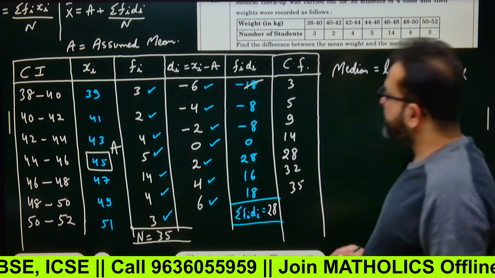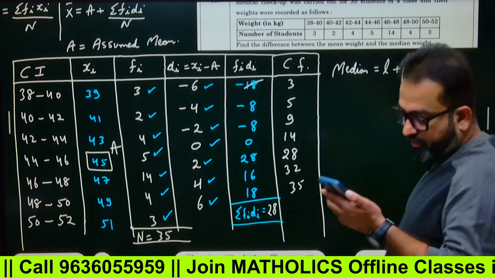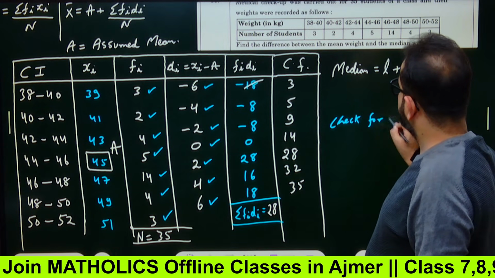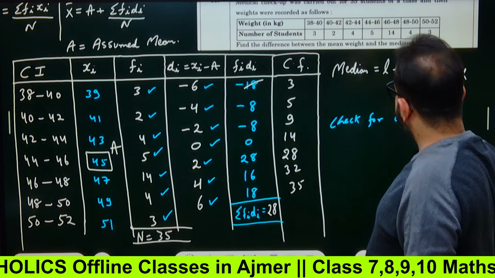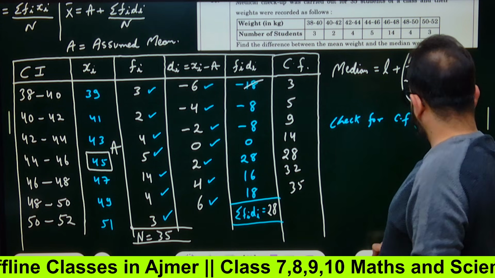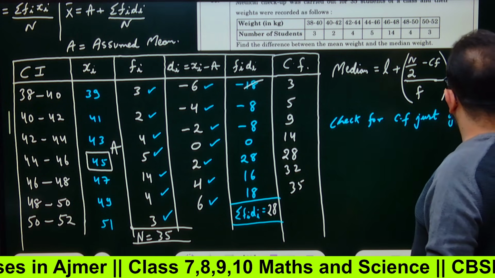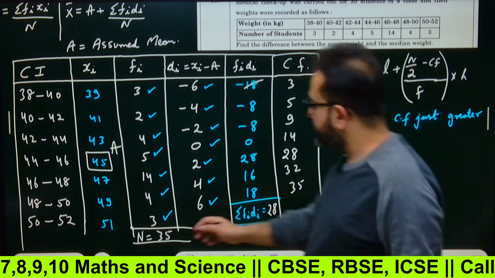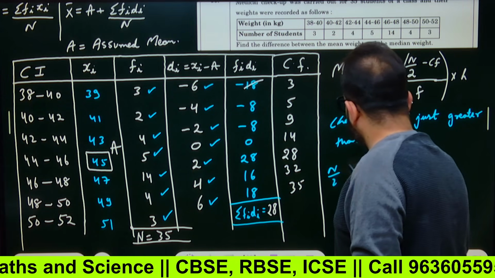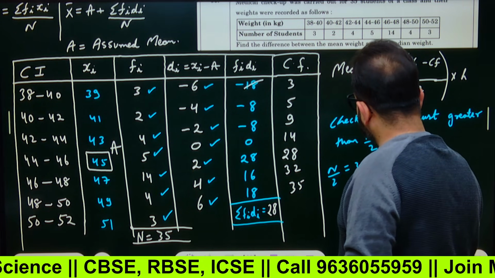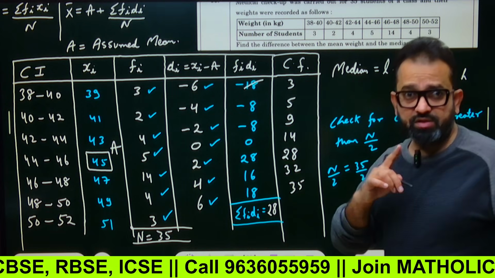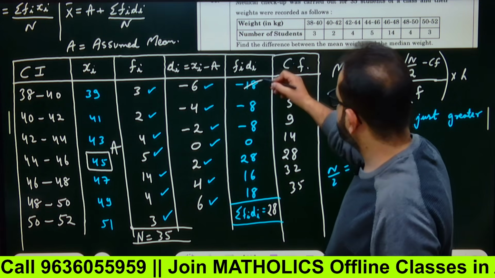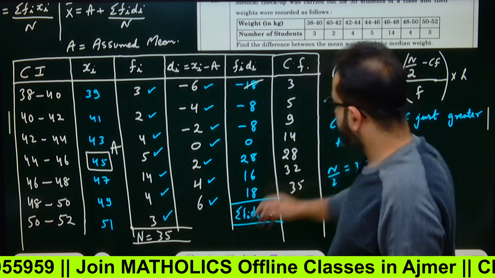So you must actually learn to make the cumulative frequency table. Now, check for the cumulative frequency just greater than N by 2. What is N? Capital N is 35. So N by 2 will be 35 by 2, that means 17.5. So just focus on the cumulative frequency greater than 17.5.